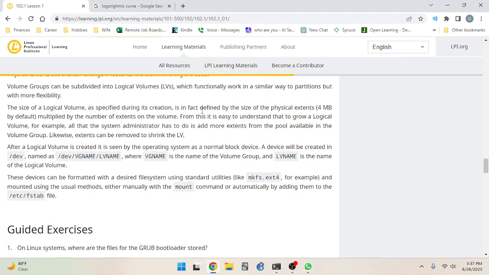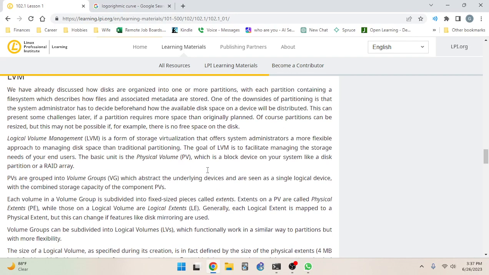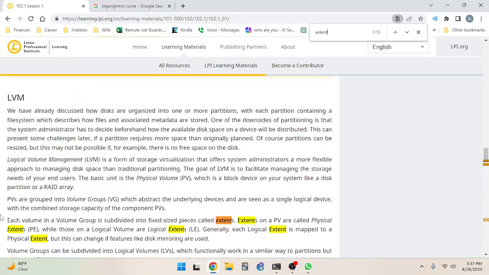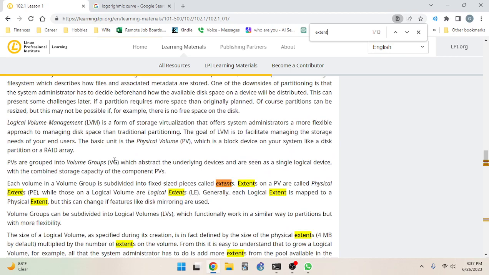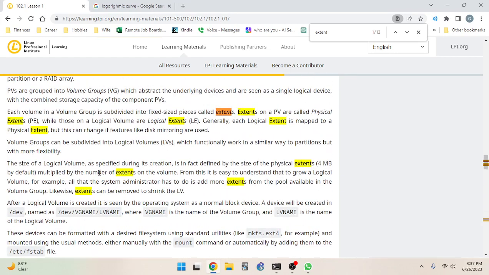Alright, so it talked a lot about extents in the Shakespearean version. I don't remember extents being mentioned, so let's look for extent. Oh yeah, it was mentioned quite a bit. I don't remember this whole section, so let's just read this section where extents were mentioned.